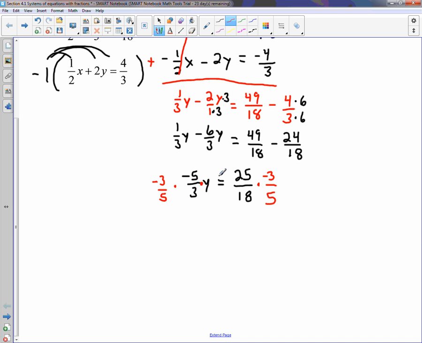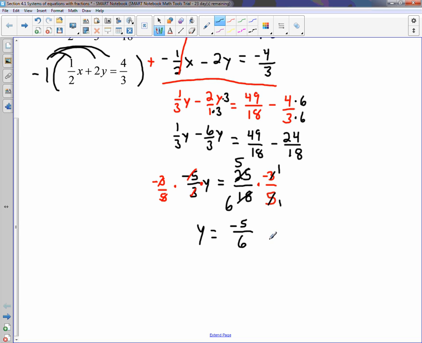We'll go ahead and reduce. Everything on the left side is going to reduce. That's why we picked that to multiply by. And that gives me y equals, well, 5 goes into 25 5 times, so I can reduce that. 18 and 3 reduced to a 1 and a 6. Make sure you don't lose your negative sign. So I have 5 times -1 divided by 6 times 1. So we end up with -5/6. This is our y value.